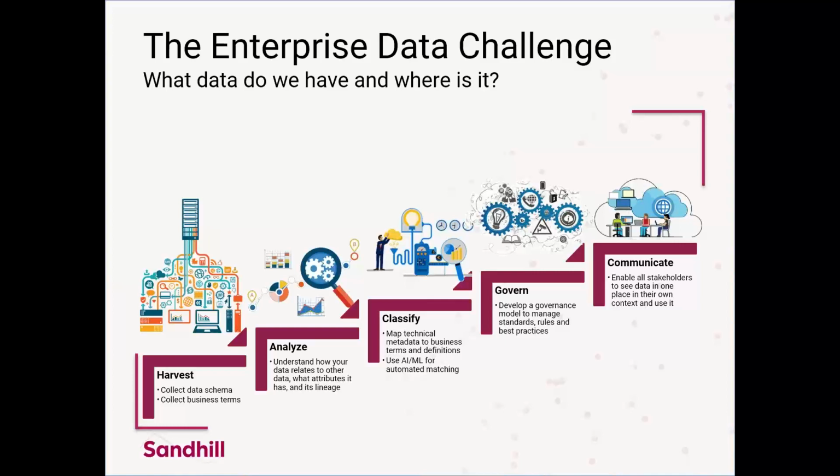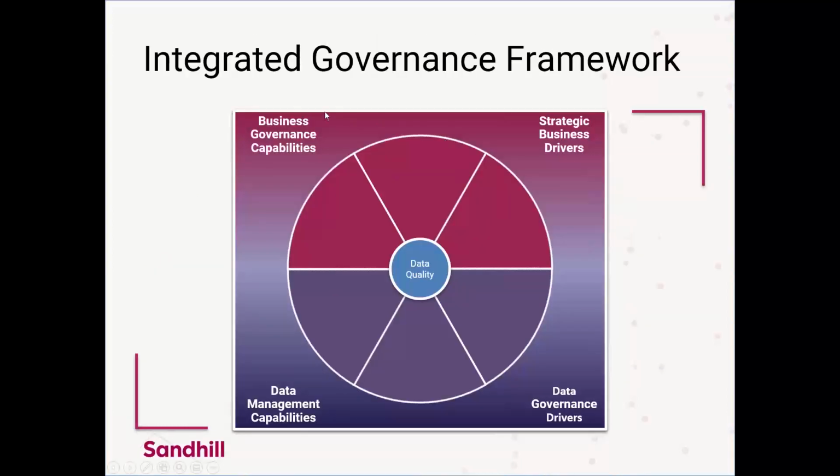But how do we make sense of this? Well, this is where an integrated type of governance framework comes in. So obviously the business itself has got strategic business drivers, and then we've got the data governance drivers which support that. We need to have data management capabilities which support the business capabilities which drive or fulfill the strategic business drivers. And so in this framework, what we're looking to do, from a governance perspective, is to look at those processes that help us to govern the assets and the life cycle of those assets.